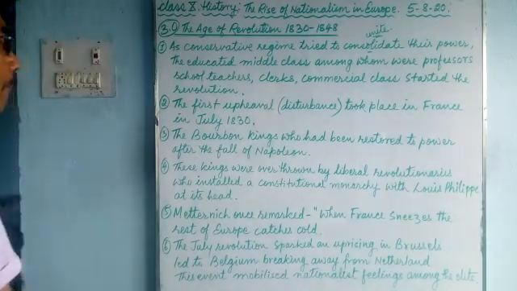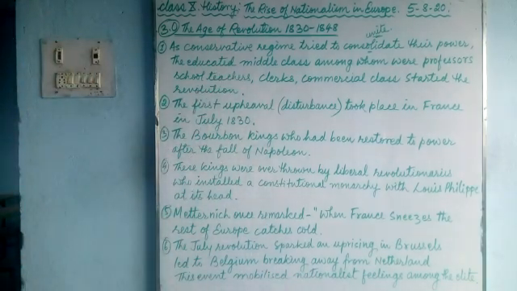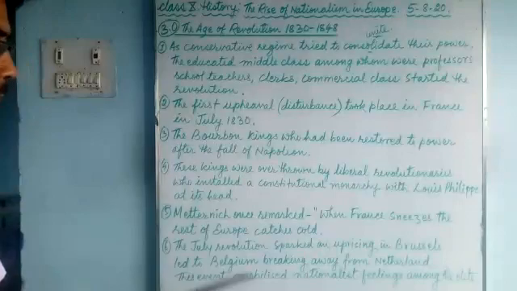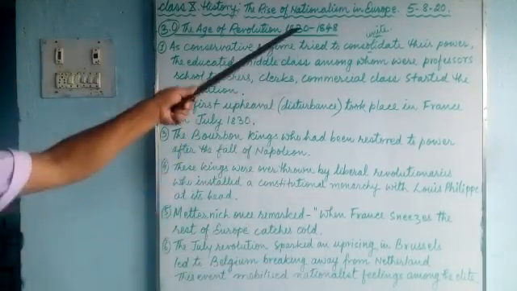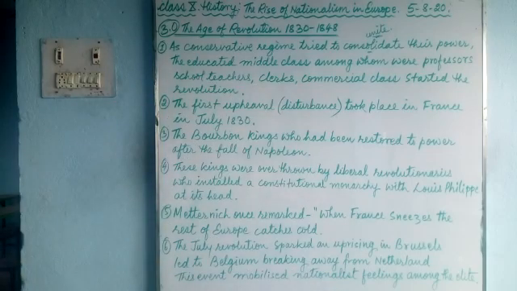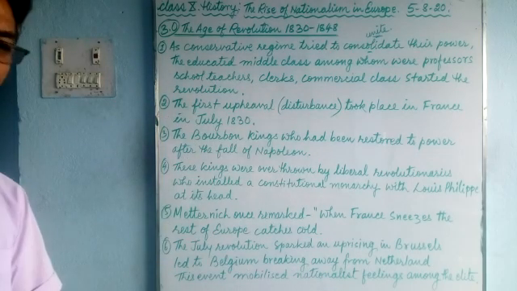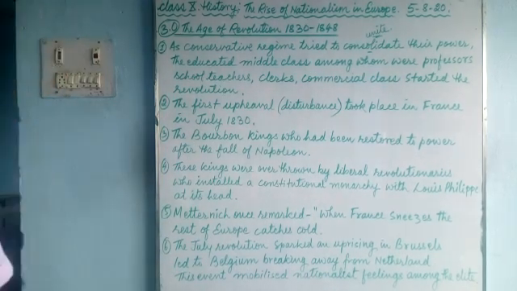So in this way, the age of revolution, 1830 to 1848, did not happen within one year. It took a long time, almost 18 years. The progress was slow but steady.